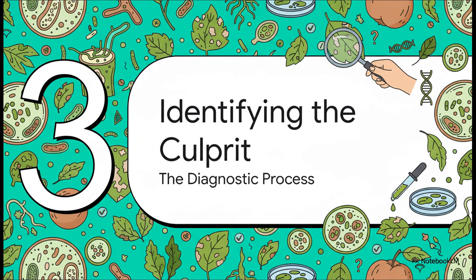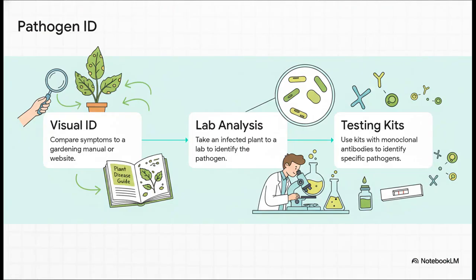So we've got our symptoms, our evidence, and we have a list of potential suspects. But how does a gardener or a scientist go from, "I think it's this," to, "I know for sure what the problem is"? How do they make that final, definitive ID? Well, there are three main ways to do it. You can start simple with a visual ID, comparing the sick plant to pictures in a gardening book or on a reliable website. For a more certain diagnosis, you can send a sample off to a lab. And for a really high-tech, modern approach, you can use a testing kit.